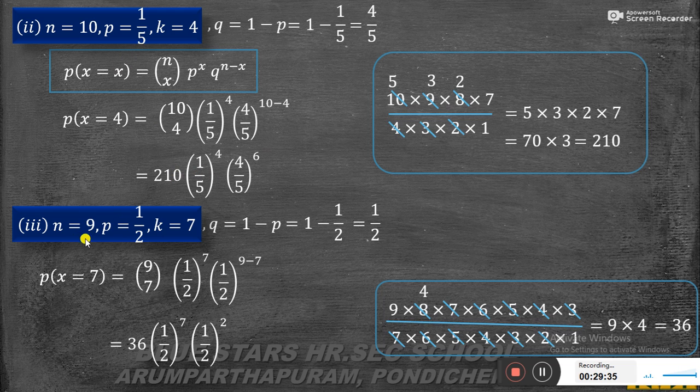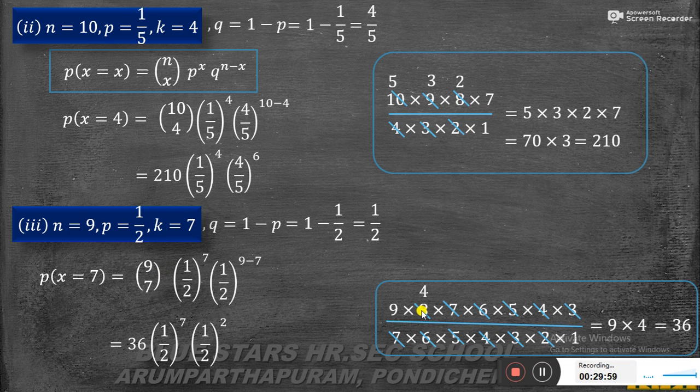Third subdivision, n equal to 9, p equal to 1 by 2, k equal to 7. From this I calculated q equal to 1 minus p, 1 minus 1 by 2 equal to 1 by 2. Therefore probability of x equal to 7 means I write n equal to 9, 9C7, 1 by 2 whole power 7, 1 by 2 whole power 9 minus 7, that means 2.